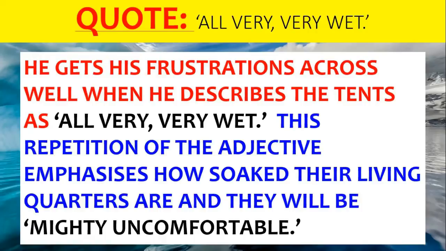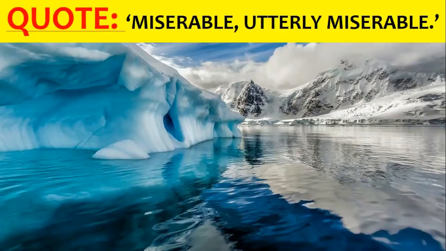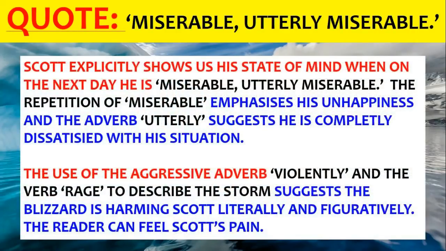So see how they've got that trick of, if I can get another quote in there, I'm going to use another quote to show that I'm tracking through the text. Miserable, utterly miserable. Scott explicitly shows us his state of mind, so that means he's doing it in a really obvious way, when on the next day he's miserable, utterly miserable. The repetition of miserable emphasises unhappiness, and the adverb utterly suggests he's completely dissatisfied with his situation.